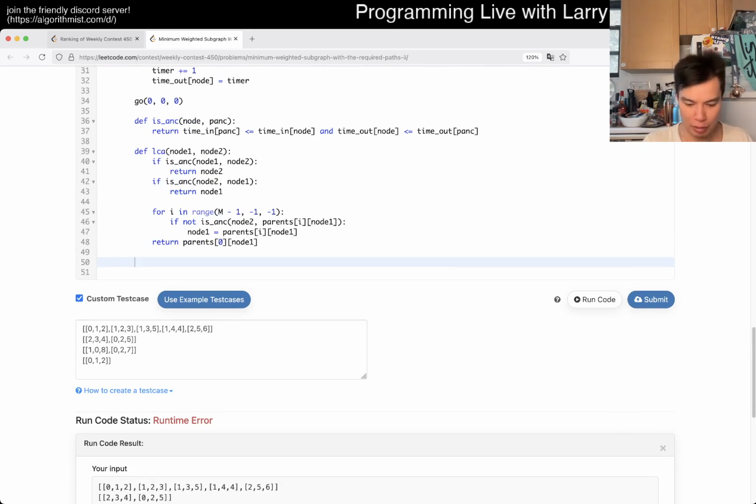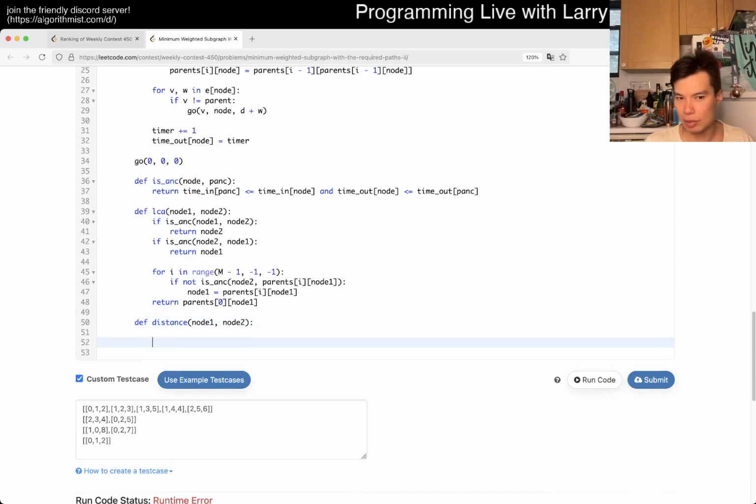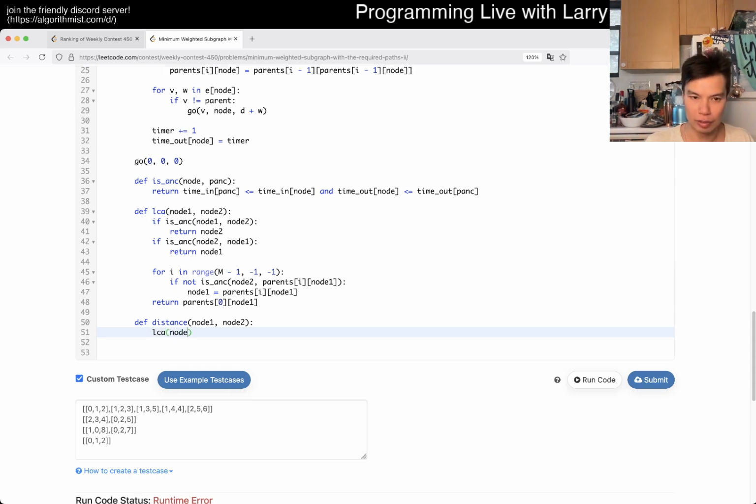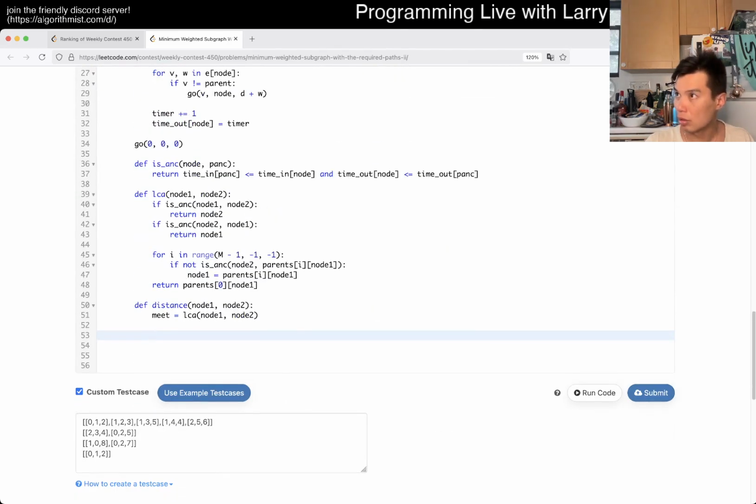Okay, so now distance between two nodes, what is it going to be equal to? Okay, LCA of node 1, node 2. So meet, maybe, I don't know. So now we have what do we call distances. So yeah, it's going to be return distances of node 1 plus distances of node 2. This double counts distances of meet, and then there you go, right?